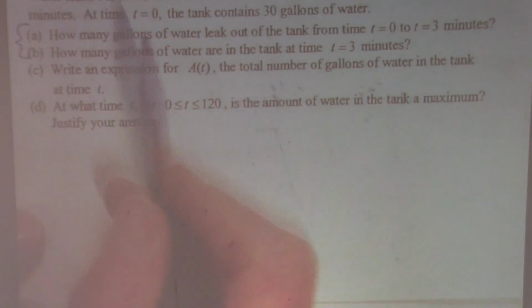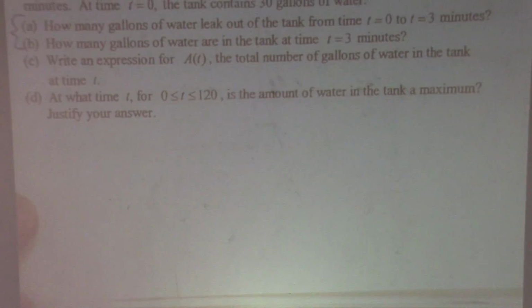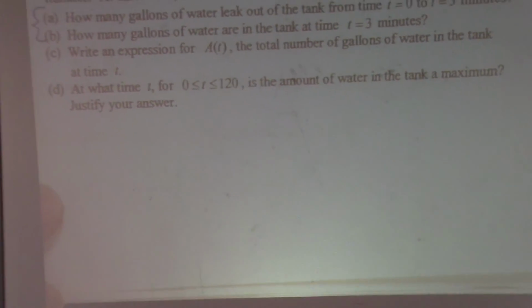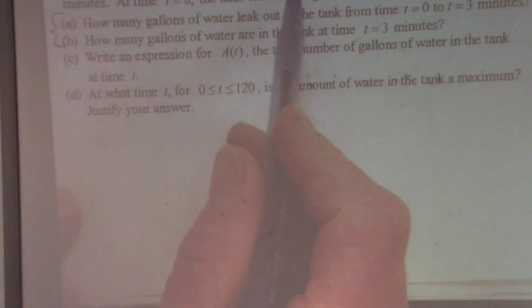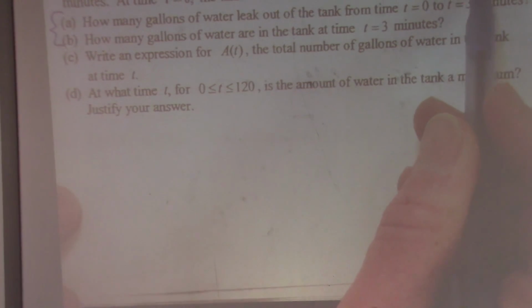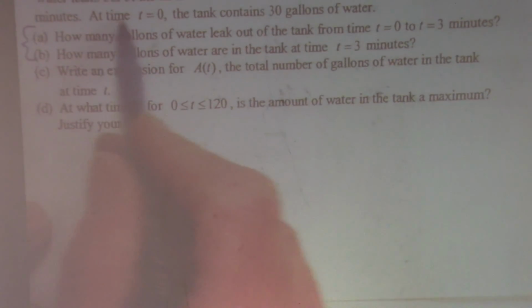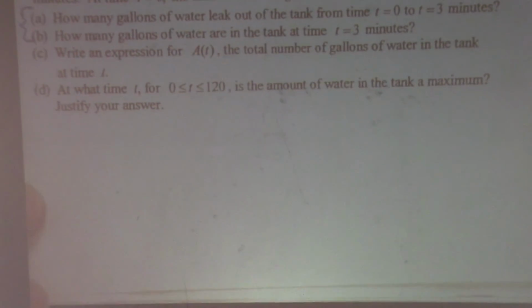So if we recall, let's just look back at what we have here. Water is pumped into an underground tank at a constant rate of 8 gallons per minute. Water leaks out of the tank at the rate of square root of t plus 1 gallons per minute, and this is good for 0 less than or equal to t less than or equal to 120 minutes. At time t equals 0, the tank contains 30 gallons of water.